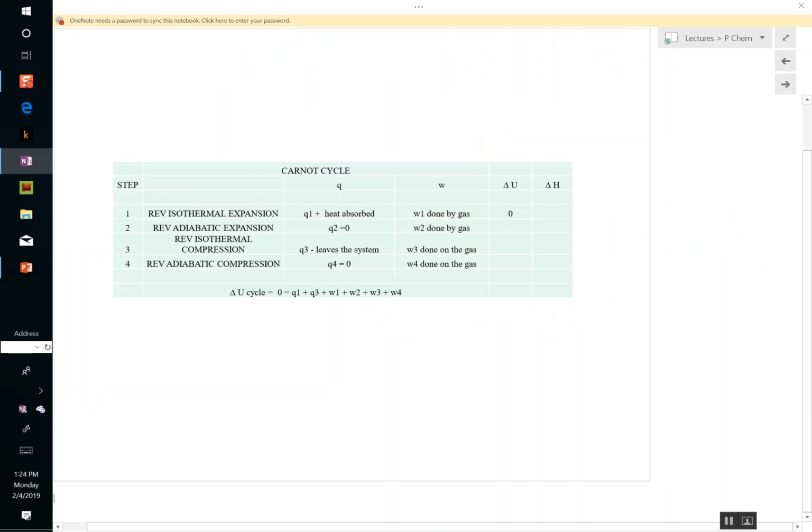Okay, so this was the next slide. Work done by the gas is expansion. Compression is when work is being done on the system, or on the gas. We already said these would be 0.